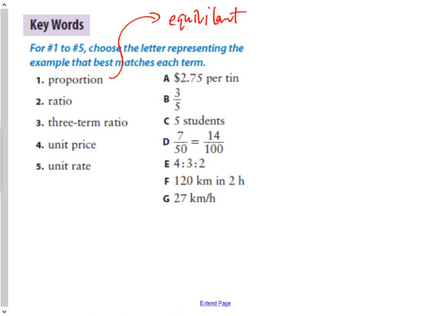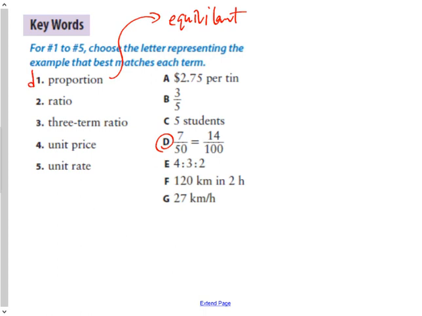So if we look at this, D shows us 7 to 50 is equal to 14 over 100. Or if we're talking about the ratio of, let's say, 7 students to 50 total students, is proportional to 14 students out of 100 total students. Or 14 girls, excuse me, out of 100. So we're going to say D is the answer for proportion.